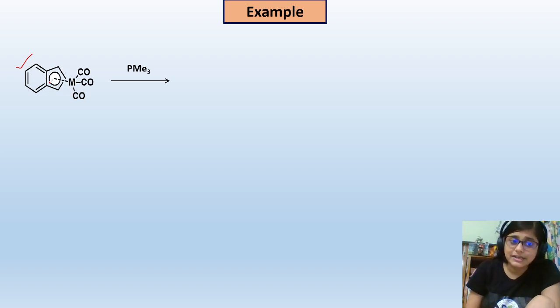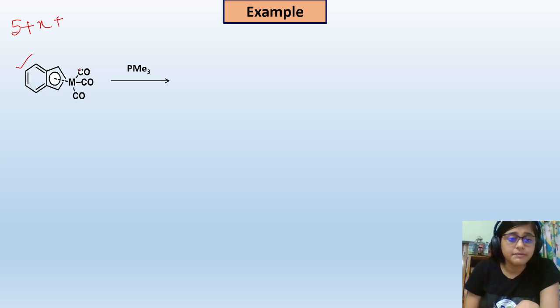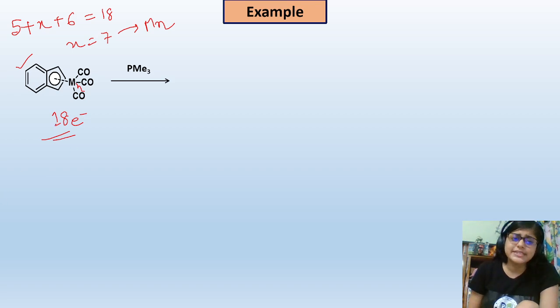So this is connected to 5 carbon, so we have to take 5 electrons from that, and the metal, let's say x number of electrons we have to find out, and carbonyl is 3, so it is 6, and it is equal to 18. That means x will be 7, right? 7 means the group 7 system. So let's say manganese is there, it is only given. So you have calculated and you know that it is an 18 electron species. So you will say it is 18 electrons, so it will go through dissociative.